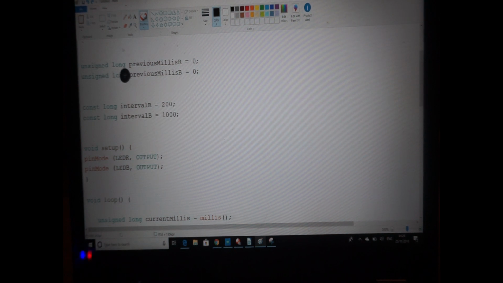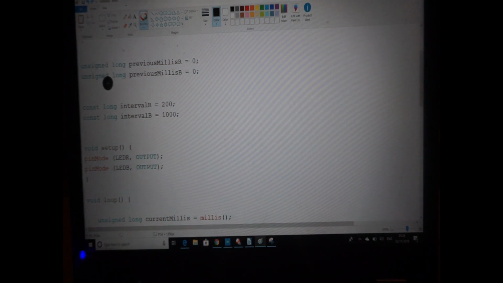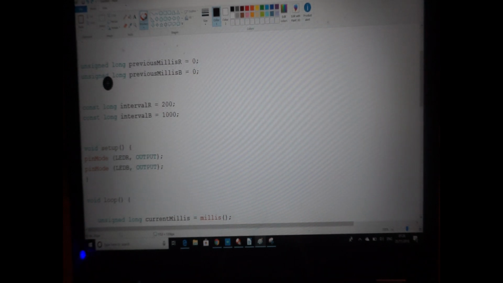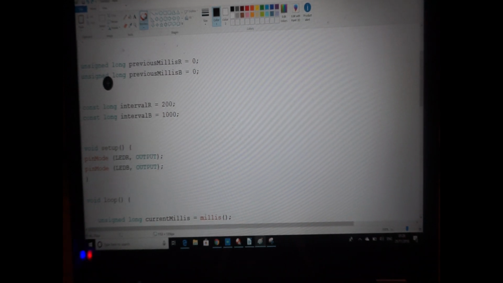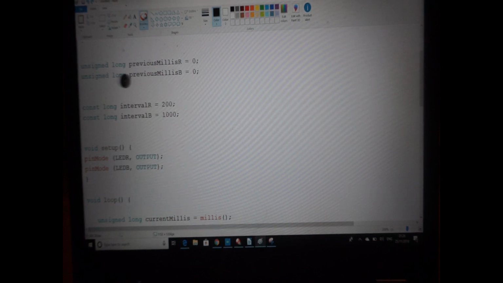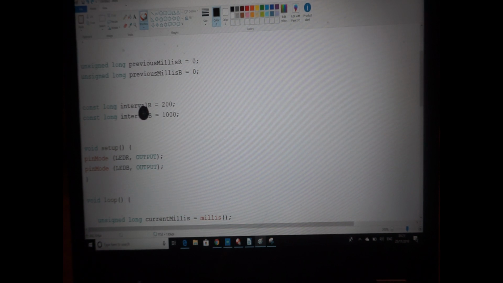And what unsigned long means is a long means it's a long number. It's milliseconds and it could be running for days, so it's going to be a huge number, and unsigned means it's going to stay as a positive, no negatives. Constant long is again just their interval. So it's a long number, it's going to be 200. In this case you could use an integer, it's not going to make a difference.